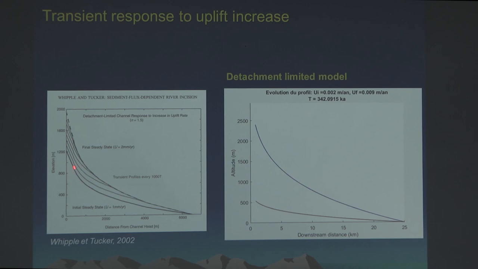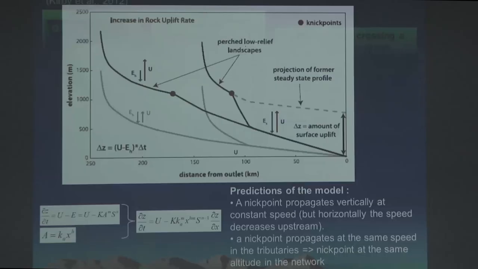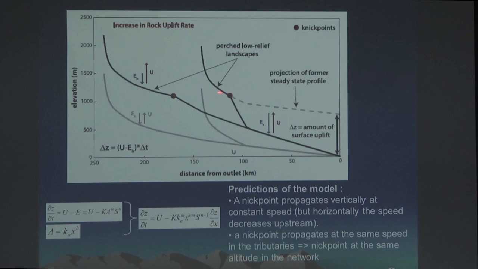It's like the information that the new uplift rate has arrived in the region has reached all the downstream part, but not yet the upstream part. So it's just based on this idea. You can see the propagation of the nick points along the main river, but it's the same along the tributaries.